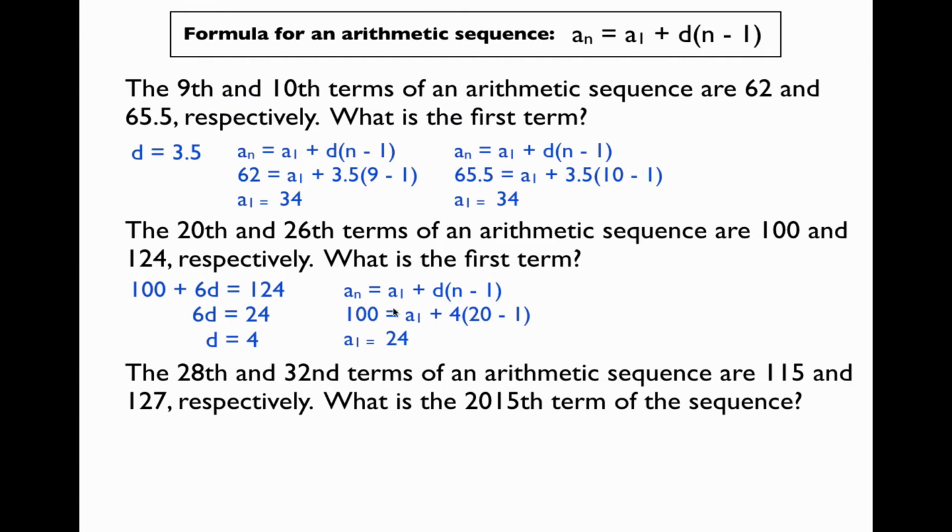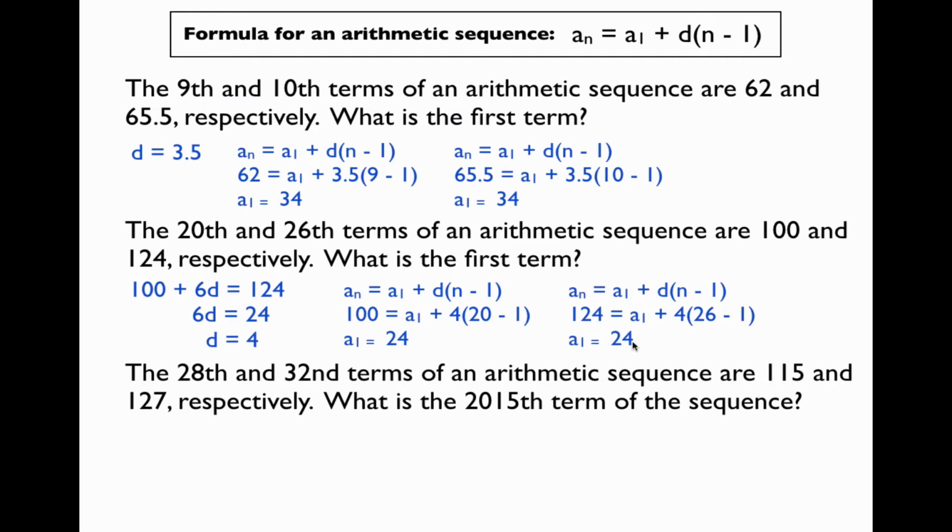The 20th term is 100. Solving for a sub 1, you get 24. And alternatively, you could have used the 26th term in the sequence, which is 124. And solving for a sub 1, you get 24.